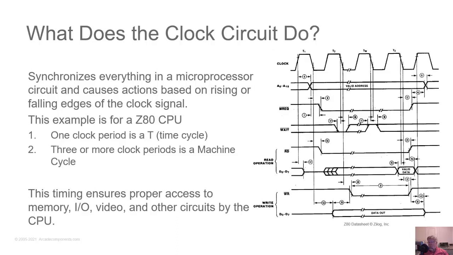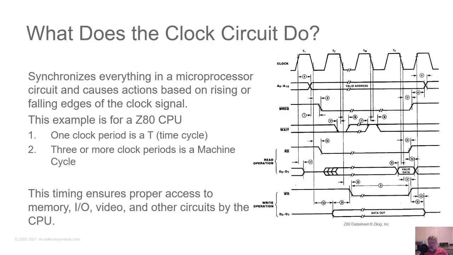Basically, the clock synchronizes everything in that computer circuit, whether it's an arcade game, a computer, or your digital watch. You'll see that you have a clock that pulses up and down, up and down, up and down. Everything the microprocessor does is based on that clock, whether it's a rising edge or a falling edge. It times what happens on that system.